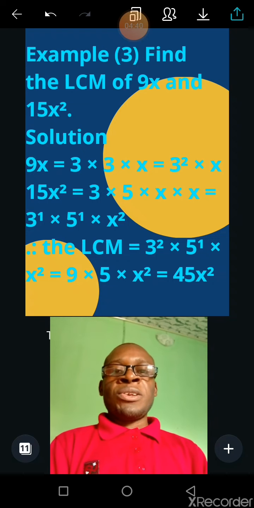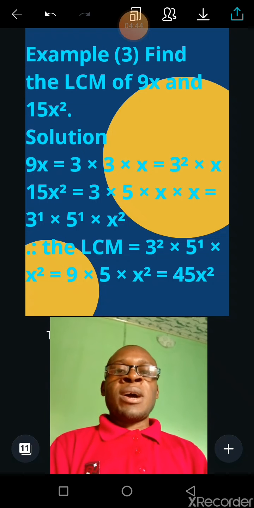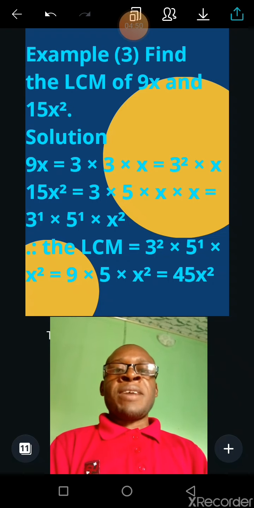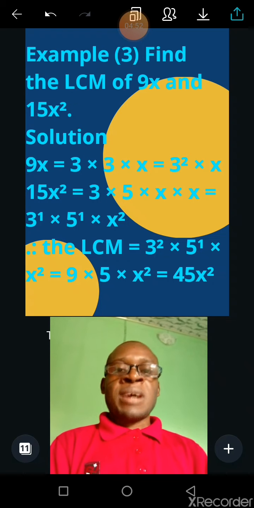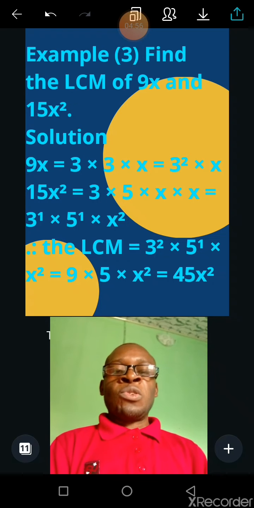We go to 15x squared. We start dividing with the least factor. We have 3 divides 15x squared, we have 5x squared. We divide by 5, we have x squared. We divide by x, we have x. We now divide by x, we have 1. So the factors are 3 times 5 times x times x, which is equal to 3 raised to the power 1 times 5 raised to the power 1 times x raised to the power 2.